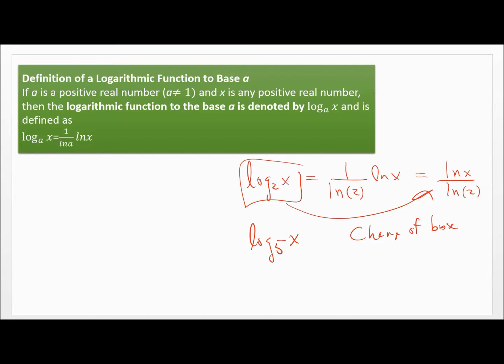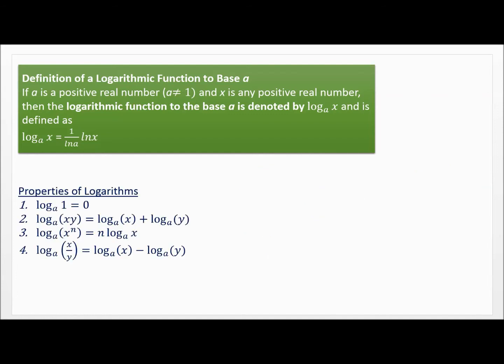Now, there's some properties there as well. These are properties you've seen before. And so the first one is log base a of 1 is equal to 0. Okay, so any logarithm of 1 is 0. Now, what we've had in this class already is the natural log of 1 is equal to 0. Remember, that was based on area from 1 to 1, which was no area at all. But that's true for any log. So log base 2 of 1 is also equal to 0.